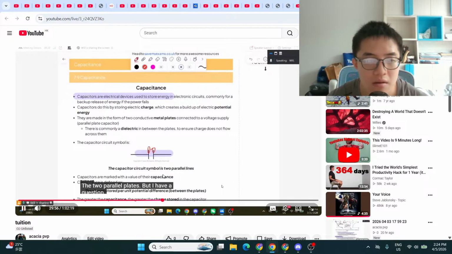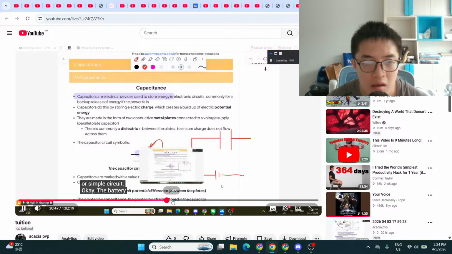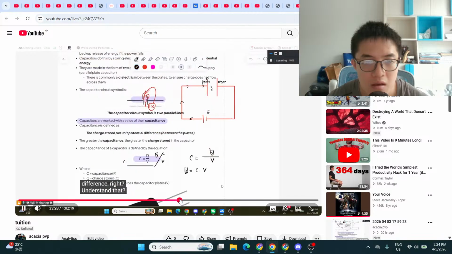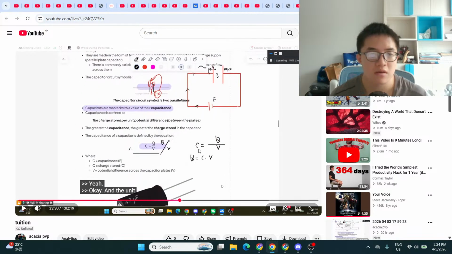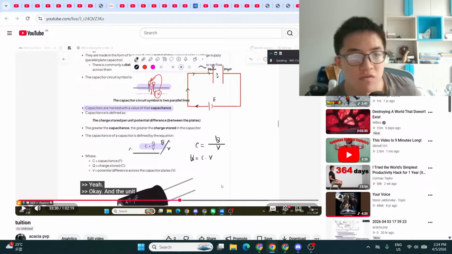And the symbol is like this: two parallel plates. But I have a question: is there any current in the middle? The battery always uses the capacitance. Okay, and the unit. Capacitance is charge over voltage.